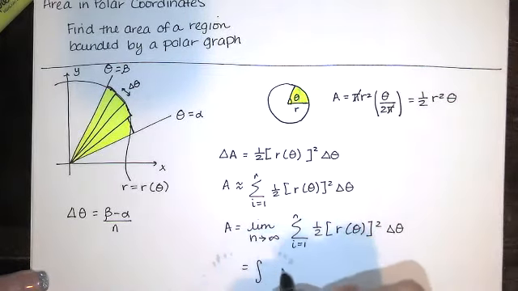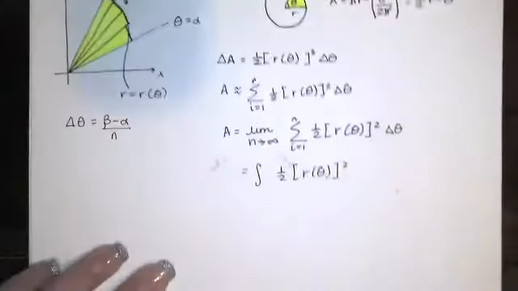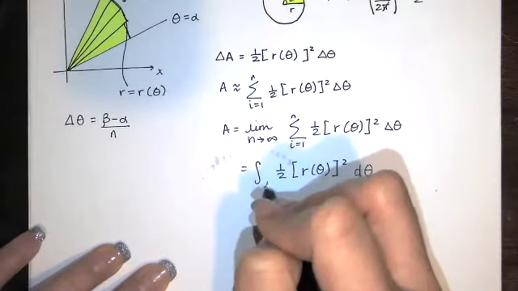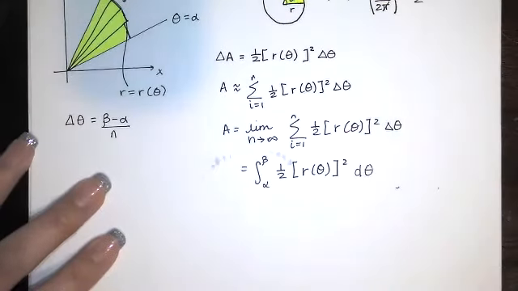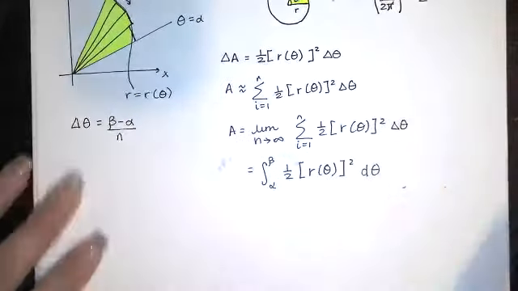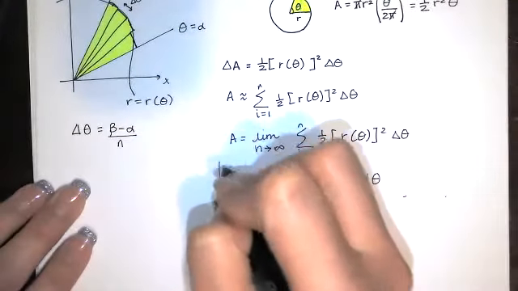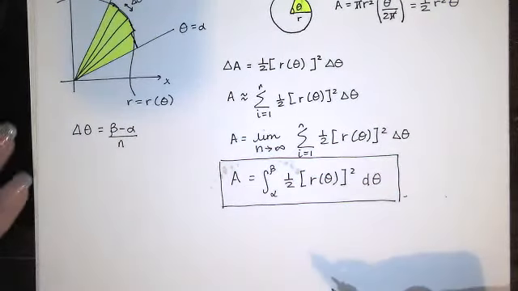And we end up with this. We have 1/2 of r of theta squared. That's r as a function of theta, squared. We'll integrate with respect to theta, and we'll integrate from theta equals alpha to theta equals beta. So that's the area of this. It looks pretty simple, but there are a couple of requirements. So that's our formula that we'll use.